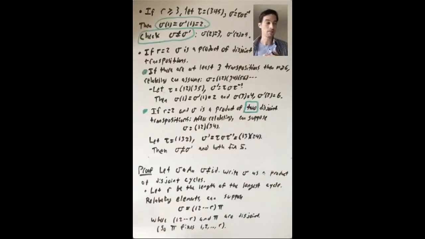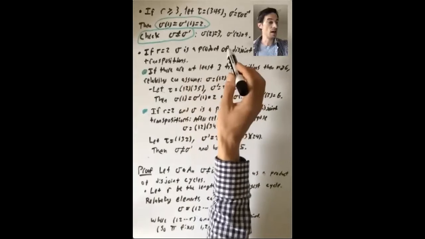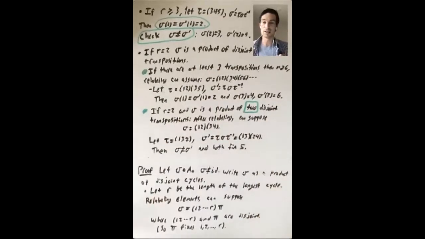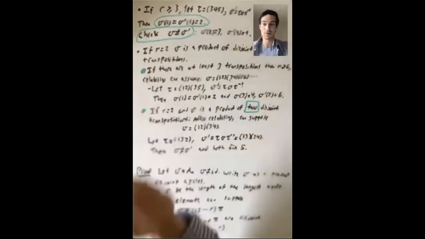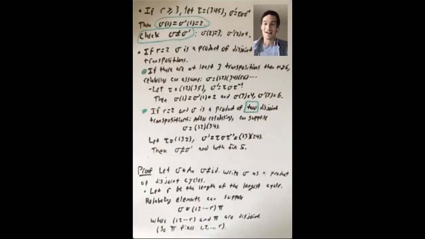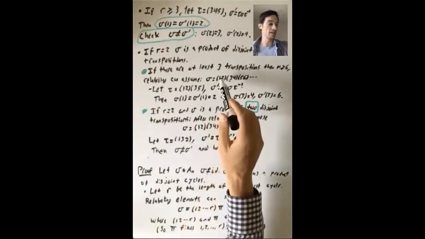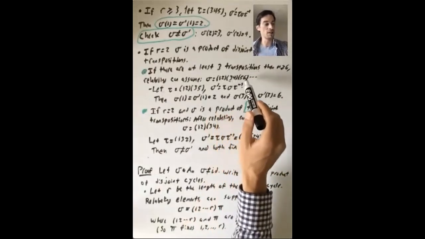So what cases are remaining? Just r equals 2. Your permutation could be a product of just disjoint transpositions, so the longest cycle length that occurs in sigma is r equals 2. If there are at least 3 transpositions that occur in this product of disjoint cycles, then that means n is at least 6. If you relabel the elements, you're free to assume that sigma is the transposition (1 2) times (3 4) times (5 6).